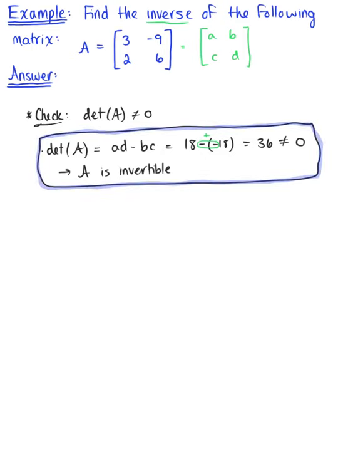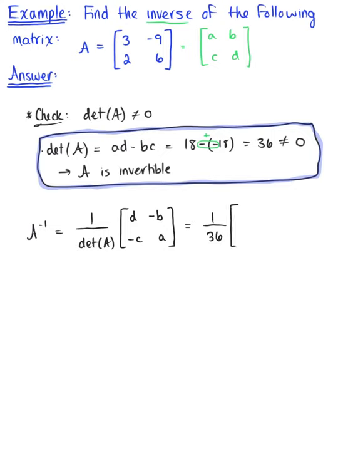So since matrix A is invertible, we can go ahead now and find the formula for its inverse. So we know, again, from our 2 by 2 definition, that the inverse of matrix A is defined as 1 by the determinant of matrix A multiplied by the 2 by 2 matrix D, minus B, minus C, A. So plugging everything in, we have 1 over the determinant, which we found to be 36, multiplied by the matrix 6, positive 9, negative 2, 3.